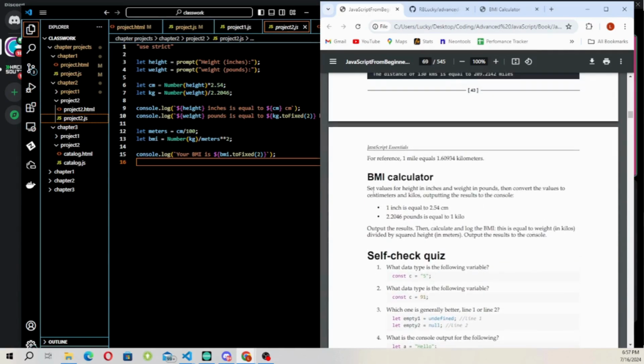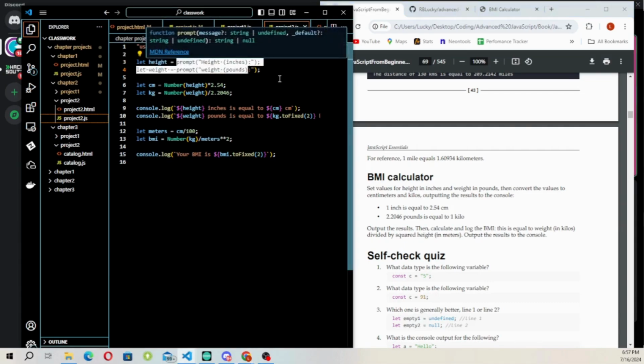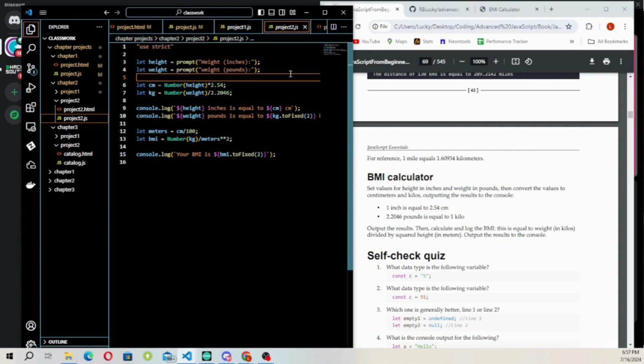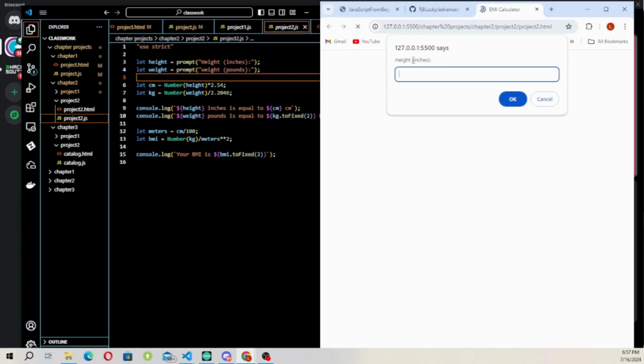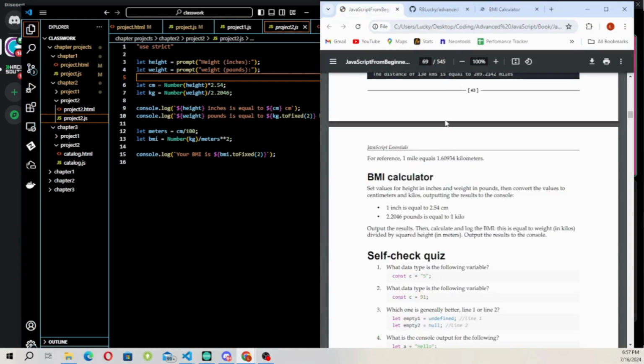So you set values for height in inches and weight in pounds. That's what I did here. I created 2 variables, one is height and one is weight. And then I used prompts again, and in the prompts I specified inches. And then you convert those values to centimeters and kilograms. So this is where I convert.